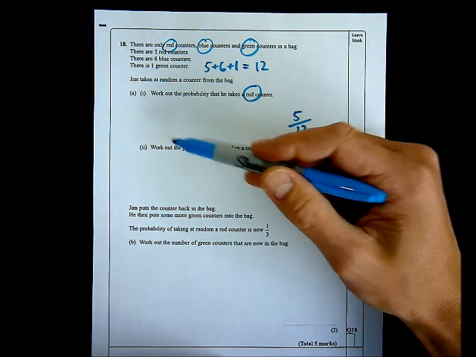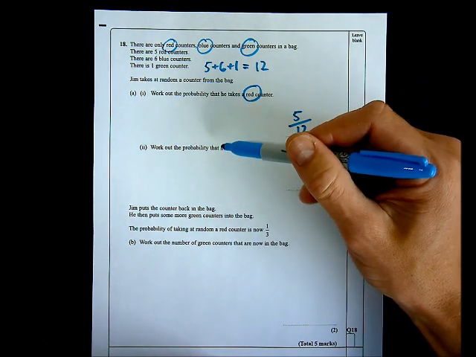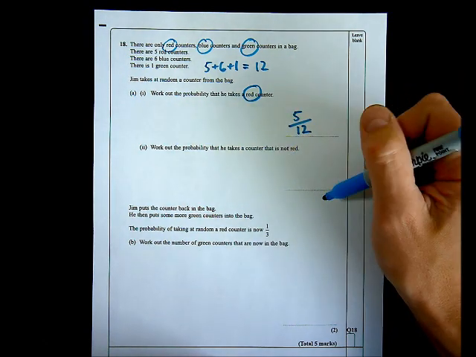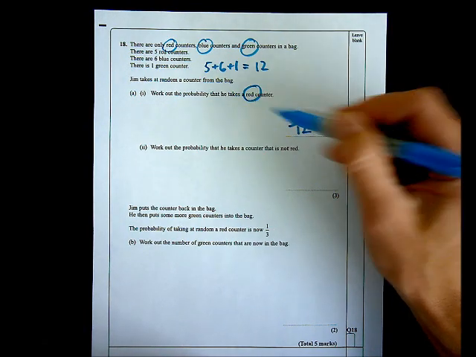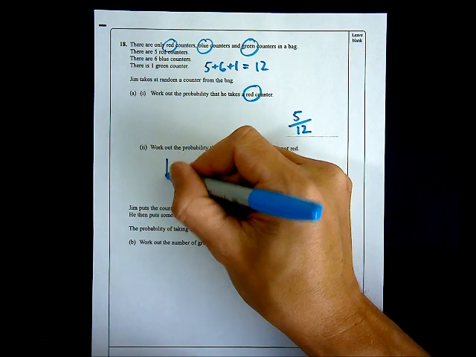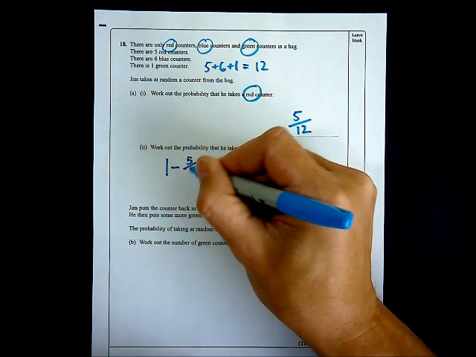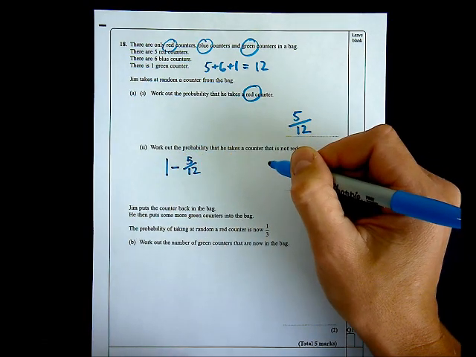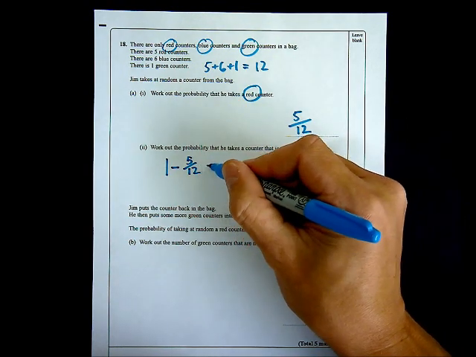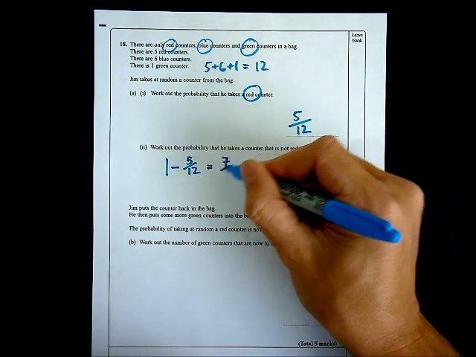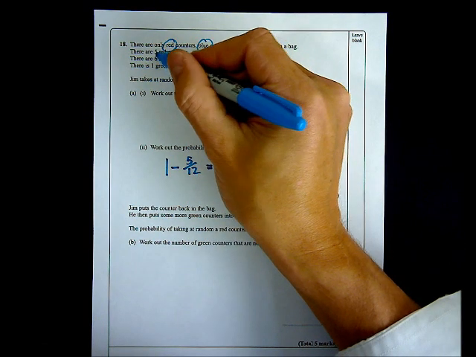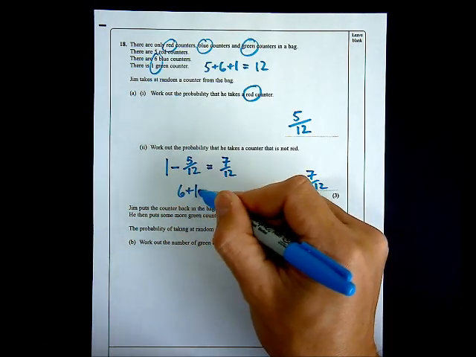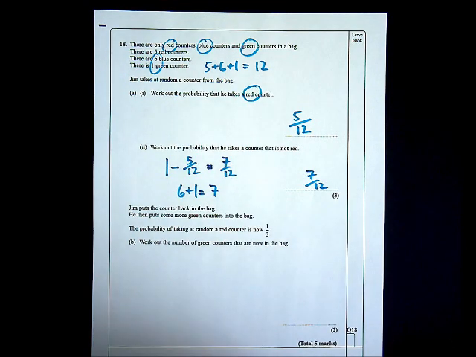In the second part of part A, I'm told that he takes out a counter and it is not red, and I'm asked to work out the probability associated with that. Well, the probability of red would be 5/12, so if I do the probability of all of the counters, it would be 1 take away 5/12, which would give me 7/12. Of course, I could have just done this as 6 add 1, which would have given me 7.